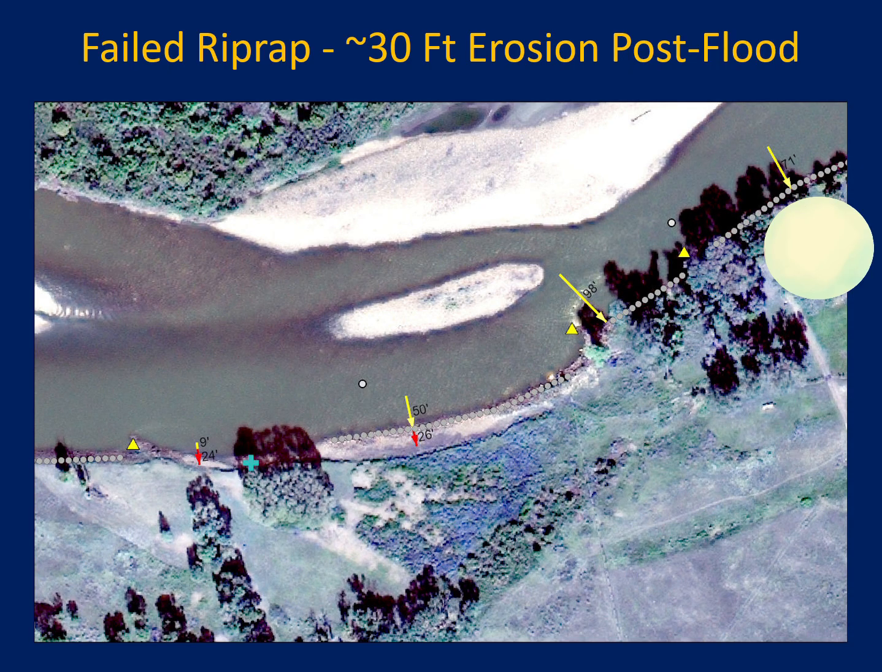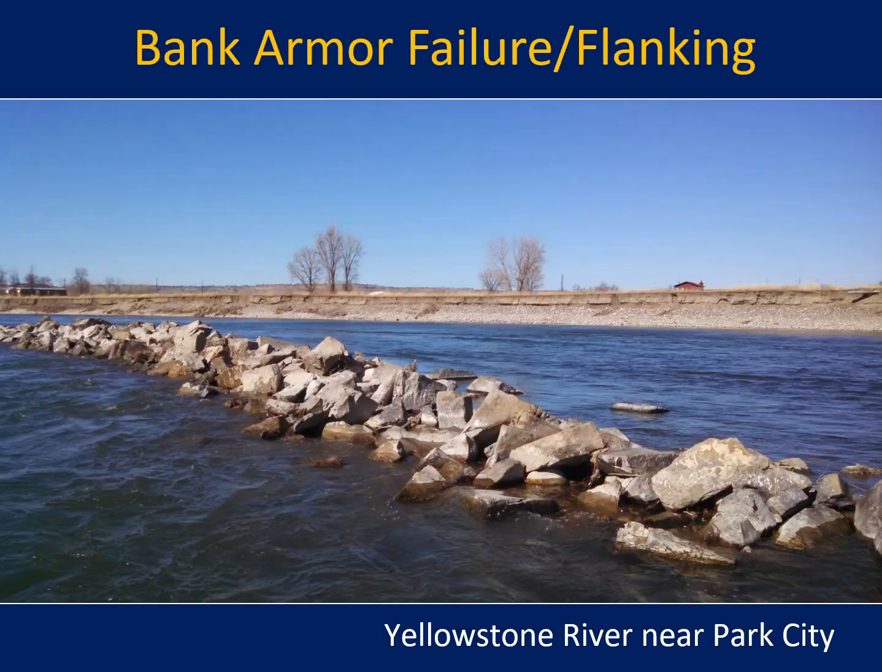So this is the progression of that bank armor failure in a different location where the river has eroded the bank line behind the riprap. And if left unrepaired, this is what failed riprap looks like on another location on the river.